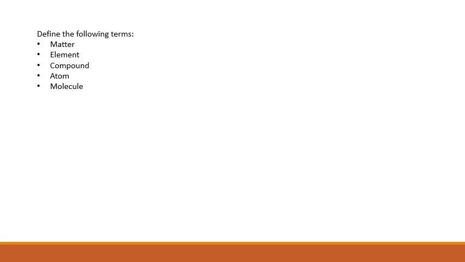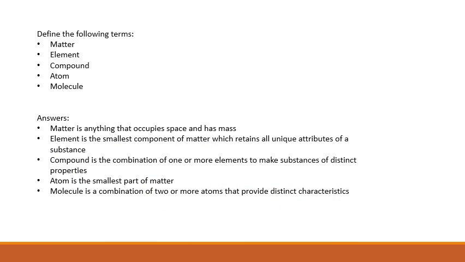Define the following terms. Matter is anything that occupies space and has mass. Element is the smallest component of matter, which retains all unique attributes of a substance. The compound is the combination of one or more elements to make substances of distinct properties. The atom is the smallest part of matter. Molecule is a combination of two or more atoms that provide distinct characteristics. Some definitions may vary according to your source.